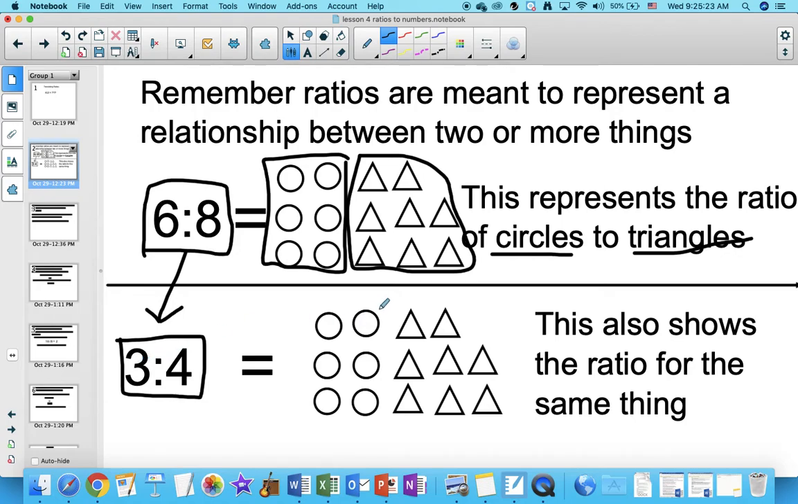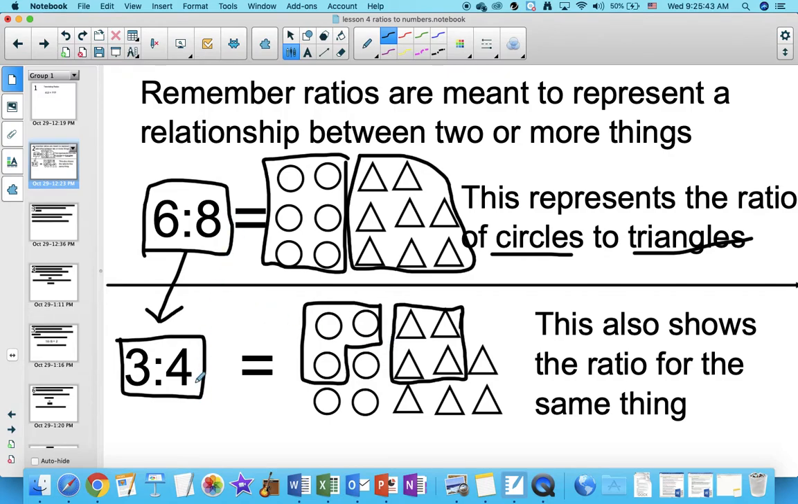What it's telling me is for every 3, right? You can see 3 circles here. For every 3 circles, I must have 4 triangles, right? 1, 2, 3, 1, 2, 3, 4. Perfect. 1, 2, 3, 1, 2, 3, 4. So this relationship is proven true.